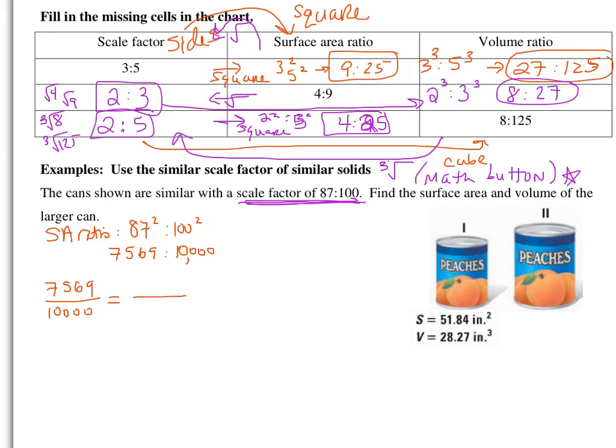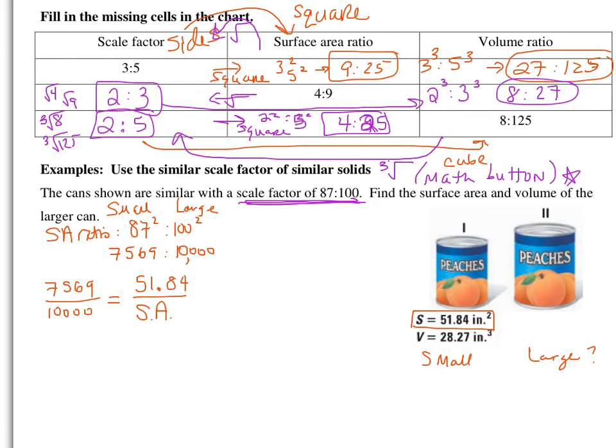All right, so if I have the surface area ratio, which is 7569 over my 10,000, and if you notice that is small to large. So when I have the small number, and I'm trying to find the large number, my small number needs to go on top, and then my large number needs to go on the bottom. I'm just going to do SA for surface area, so I remember what I'm trying to find. I'm trying to find the surface area of that shape.